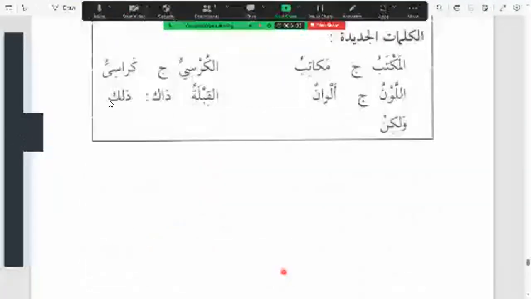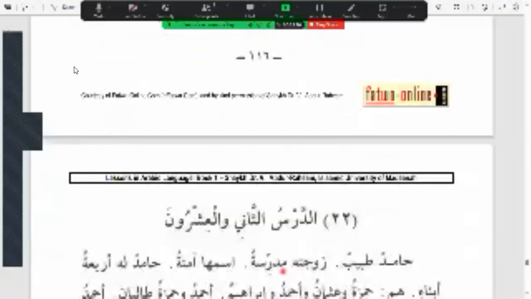So this is the end of lesson 21. We will be looking at lesson 22 in the next class, inshallah.